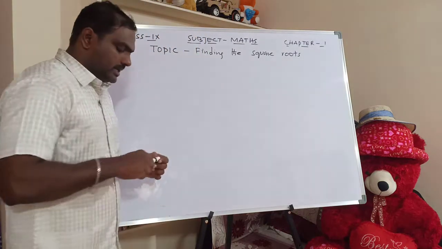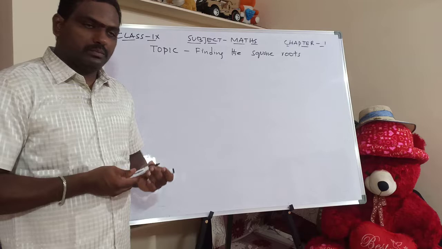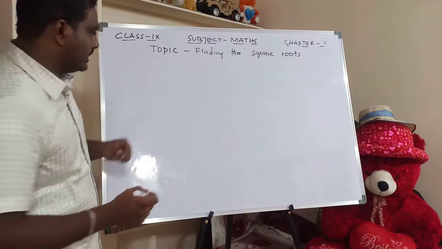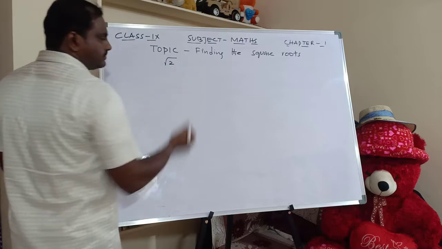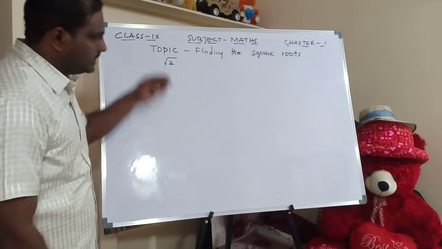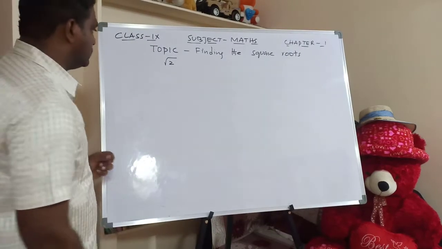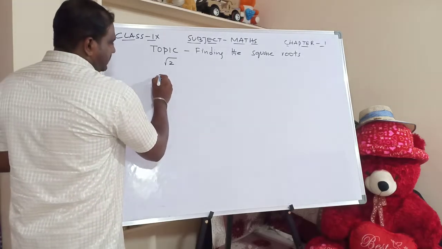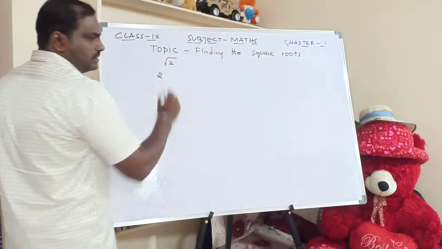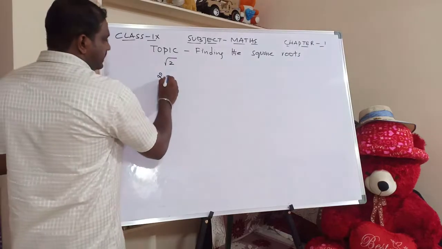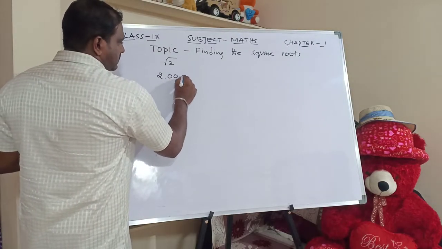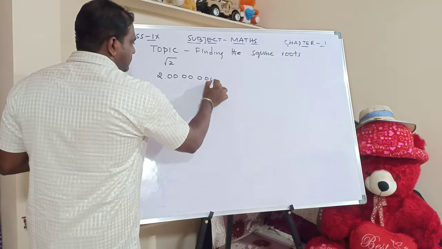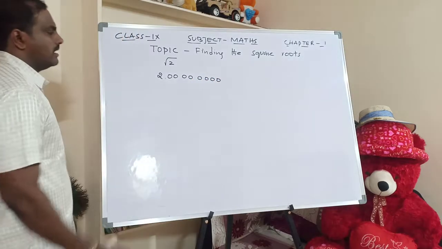Yesterday I explained how to find the value of square root of 2. Today also I will start with the same thing. So find the value of square root of 2. I will repeat the steps again. First, write whatever number you are going to write, and after that, since the decimal point is not given, keep 2 zeros in this one.